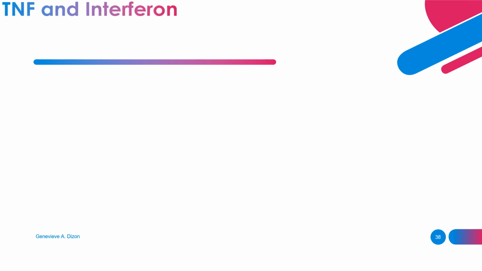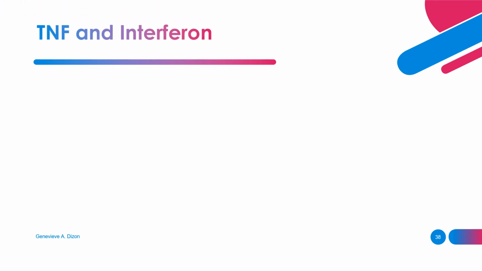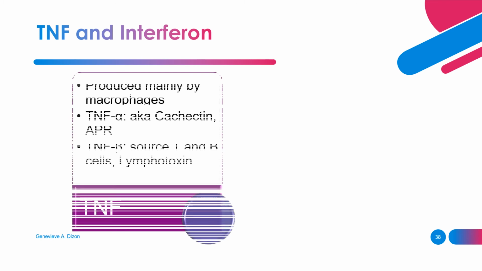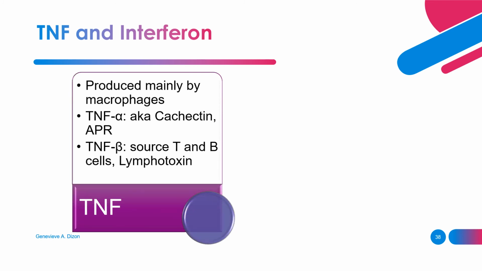2 more cytokines are TNF and IFN, or tumor necrosis factor, and interferon, which are also a part of the humoral second line of defense. Just to give more information, TNF activates the immune system to help kill cancer cells, and these are produced mainly by the macrophages. There are two types of TNF, TNF alpha and TNF beta.